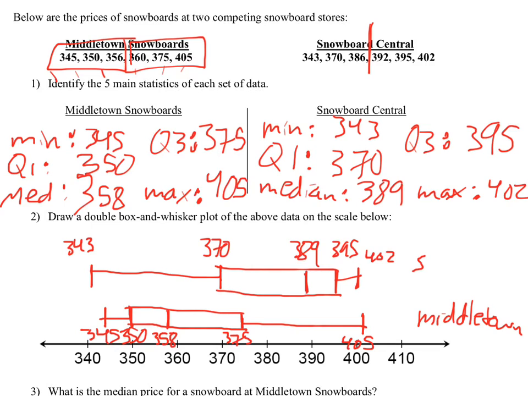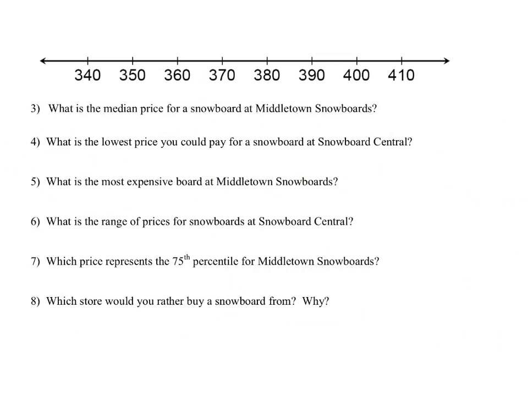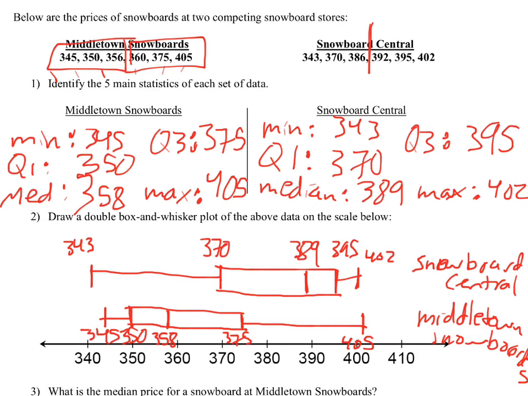And this is called Snowboard Central. Middletown snowboards. Okay. So now we have our lovely box plots, and we can answer questions about them. And this is going to bring us to the next one. What's the median price for a snowboard at Middletown? Well, that's right here, 358.